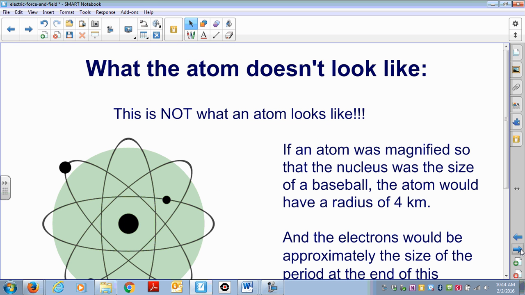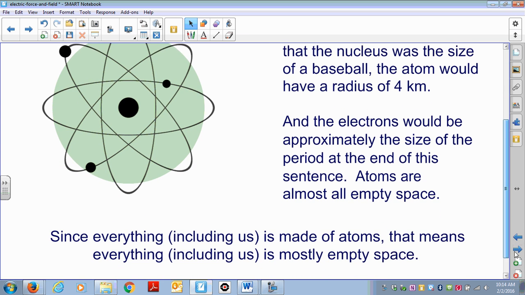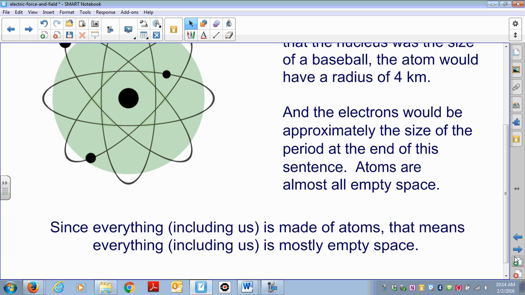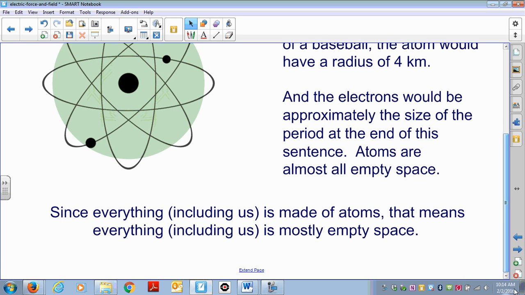What the atom doesn't look like. This is not what an atom looks like. If an atom was magnified so that the nucleus was the size of a baseball, the atom would have a radius of 4 kilometers. The electrons would be approximately the size of the period at the end of the sentence. Atoms are almost all empty space. Since everything, including us, is made up of atoms, that means everything, including us, is mostly empty space.